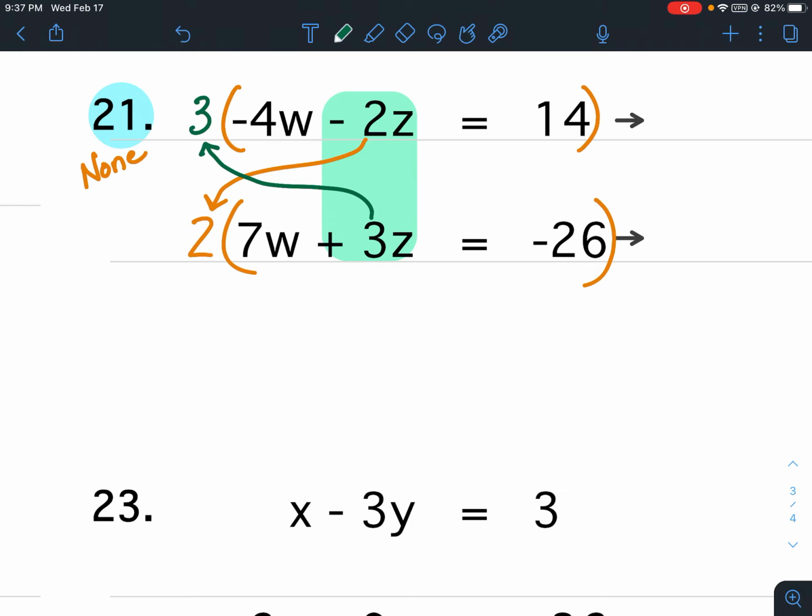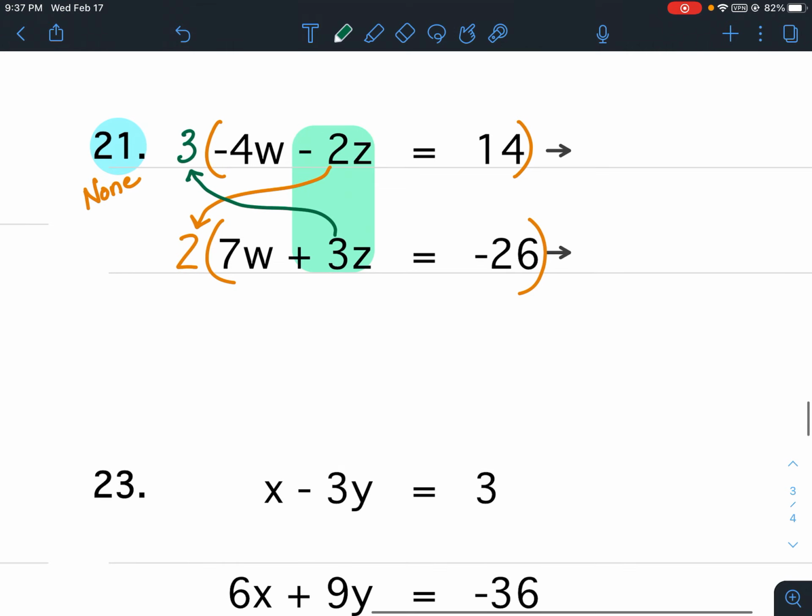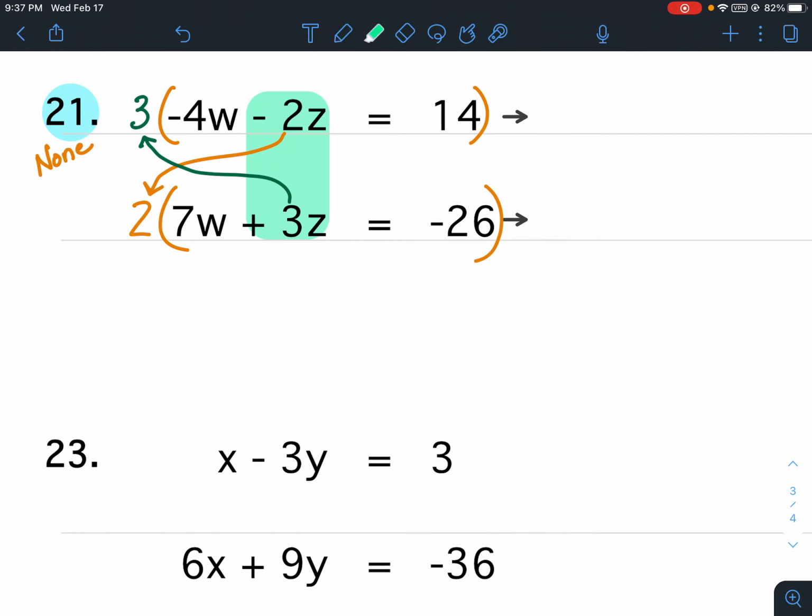And then you have to decide, should both numbers be positive, or do I need to make one of them negative? Well, look at your signs on the inside. My signs on the inside are already different signs. So since those signs are different, these signs out here need to be the same. So now you multiply.